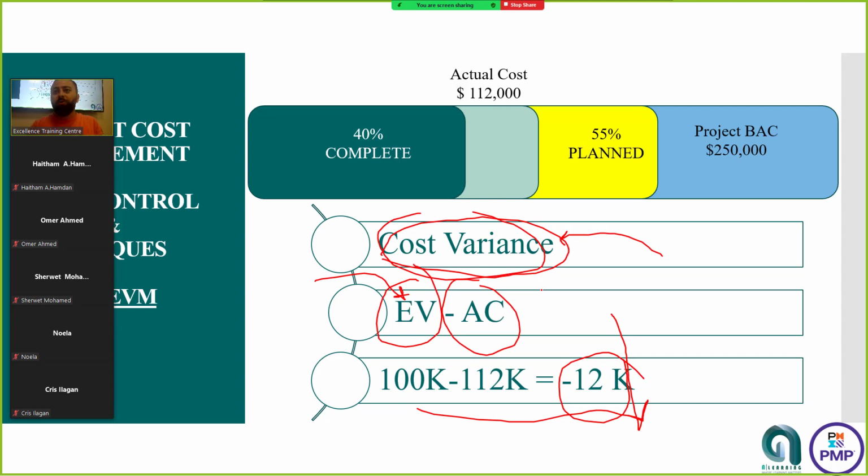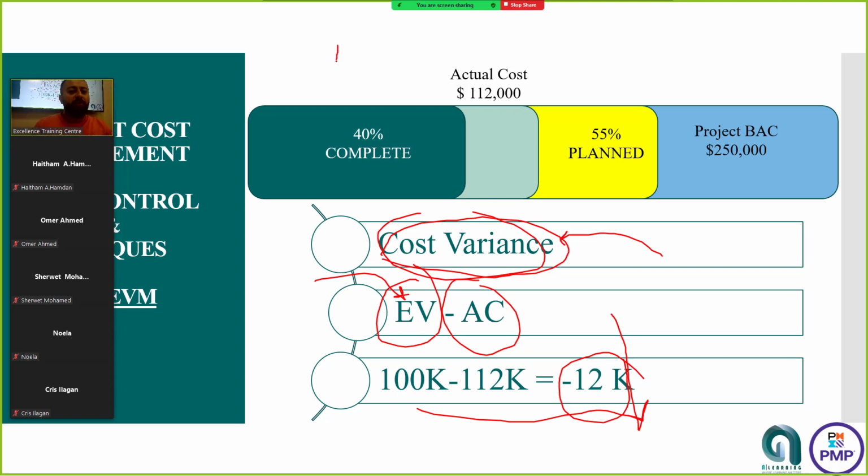Take care of that. I'm always highlighting this because we miss this. Negative is cost overrun. Take care, guys, okay? Negative is always bad to the project. For the cost variance, for the schedule variance, for the cost performance index, for the schedule performance index, in the equation, EV comes first. So you will easily memorize this. You don't need to think, is it EV minus AC or AC minus EV? EV is always coming first in the equation.